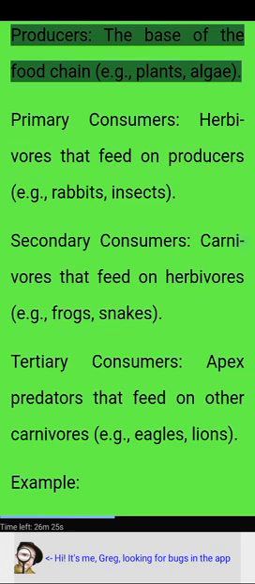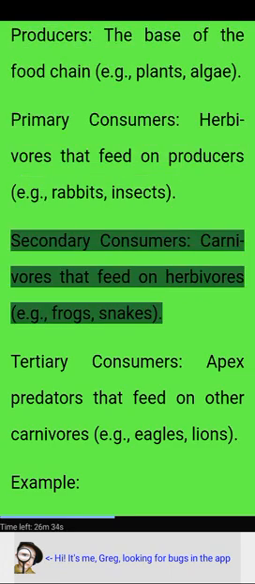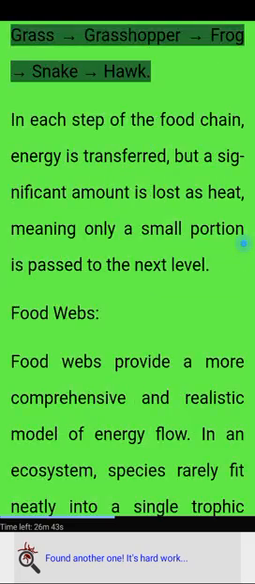Producers, the base of the food chain, e.g., plants, algae. Primary consumers, herbivores that feed on producers, e.g., rabbits, insects. Secondary consumers, carnivores that feed on herbivores, e.g., frogs, snakes. Tertiary consumers, apex predators that feed on other carnivores, e.g., eagles, lions. Example. Grass → grasshopper → frog → snake → hawk.